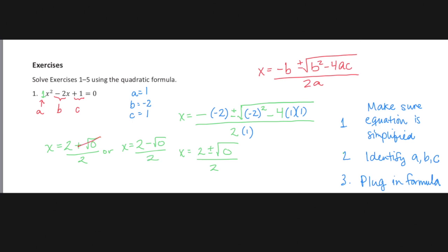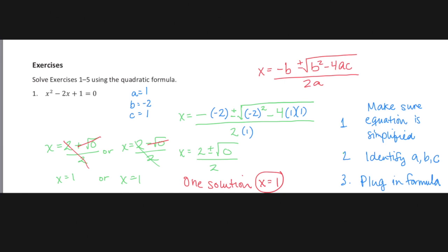Now, the square root of 0 is actually 0, so that cancels out. And then what you have is x equals 2 divided by 2, or x equals 2 divided by 2. Since you're not adding or subtracting anything to the square root, because that ended up being 0, you actually find out that both of these are going to be x equals 1, which means this particular quadratic has only one solution. And sometimes a quadratic can have many solutions, one solution, two solutions, or no solutions at all.